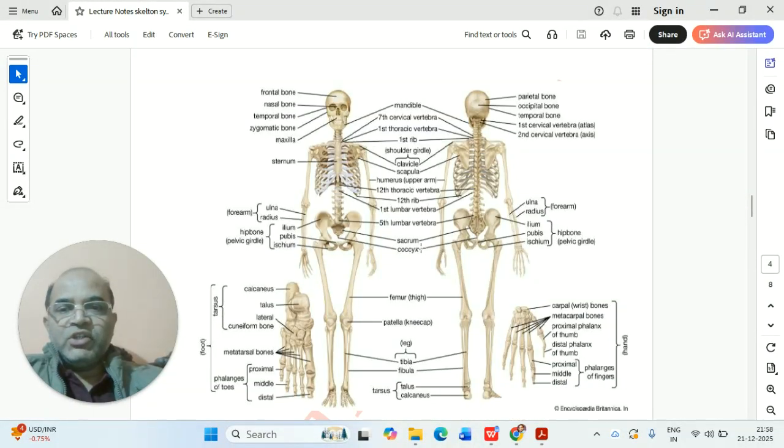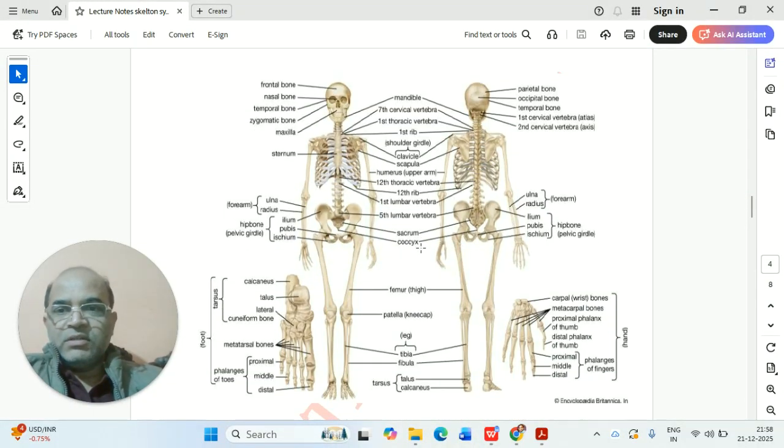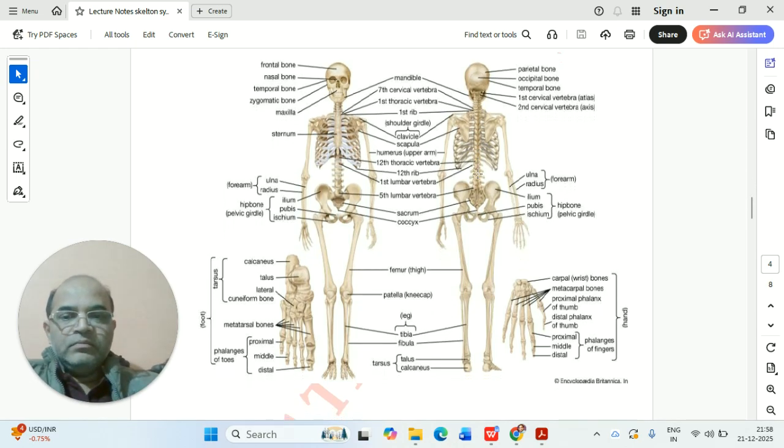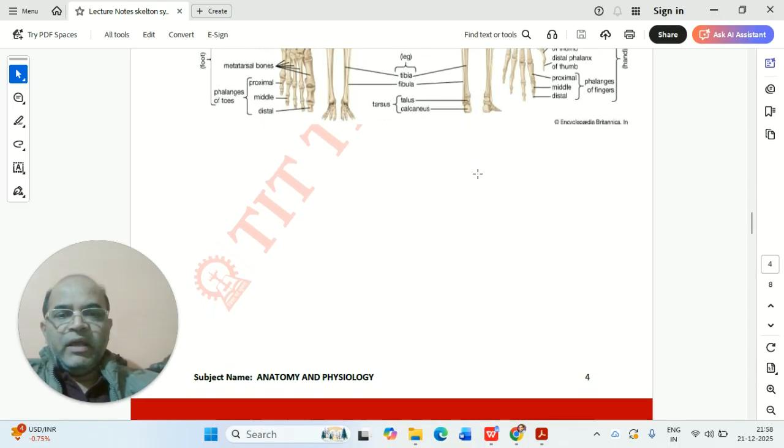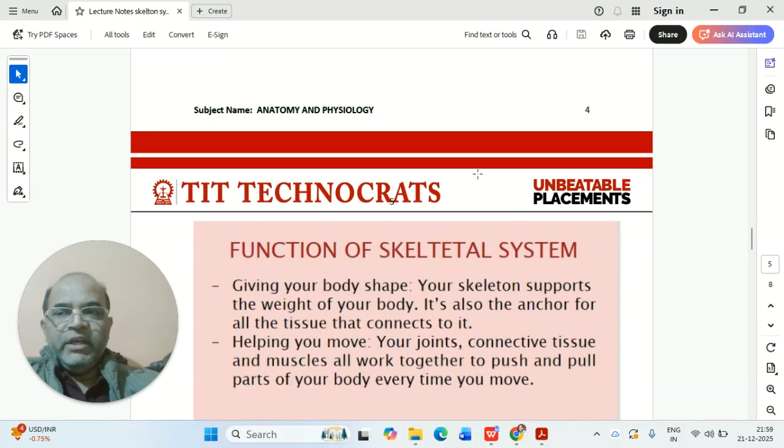So this is the structure of our skeletal system. This one is the front view and this one is the back view. So overall, the skeletal system has 206 bones. So what exactly is the function of the bones?